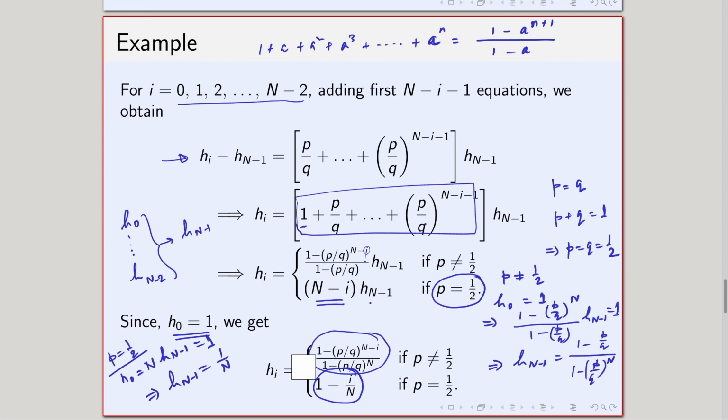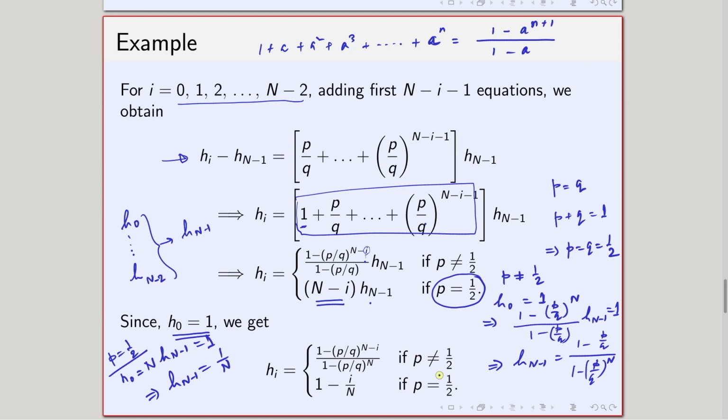This way we can find these probabilities. Now let us look at this probability a little carefully. Recall that, let us take p equals half first.